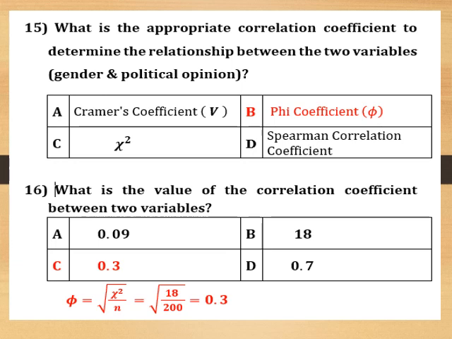Number 16. What is the value of the correlation coefficient between the two variables? The phi correlation coefficient equals the square root of chi square divided by n. This formula is given in the exam, and the chi square is given in the exam. We substitute and find the phi coefficient equals 0.3.